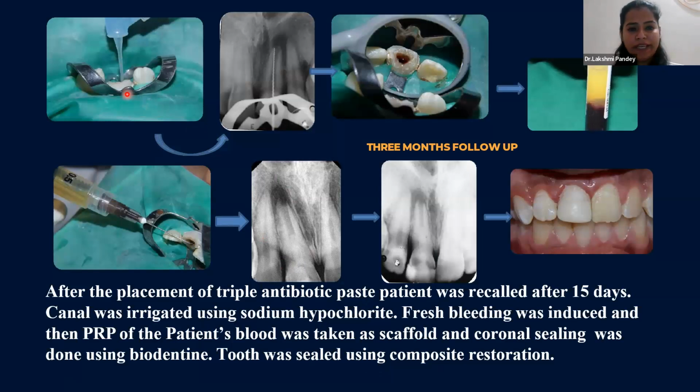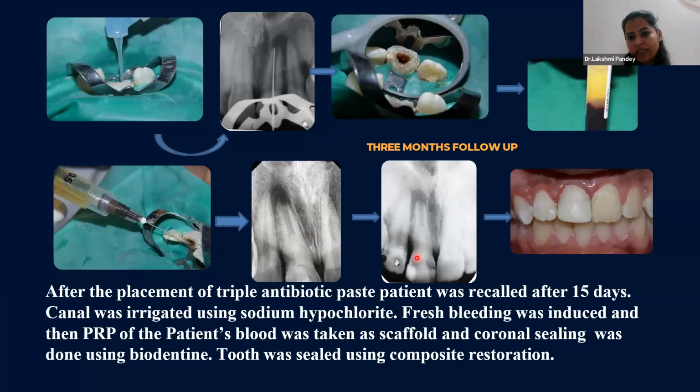After irrigation was done, working length was determined. I didn't do much instrumentation. With this number 15 H file, I did circumferential filing and removed whatever soft tissue was present. Then I induced fresh bleeding. See here, all of you can see the fresh bleeding. After the fresh bleeding, we took the PRP of the patient, and I injected the PRP inside the root canal.